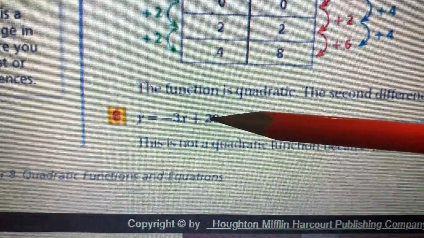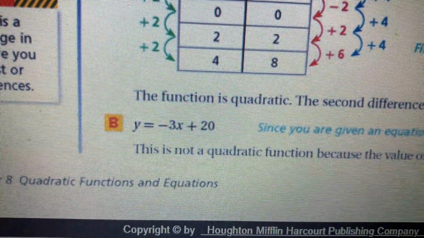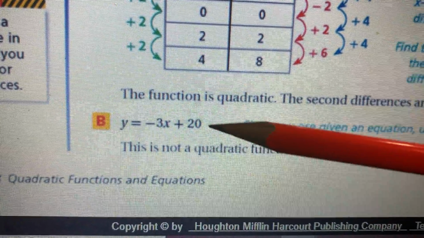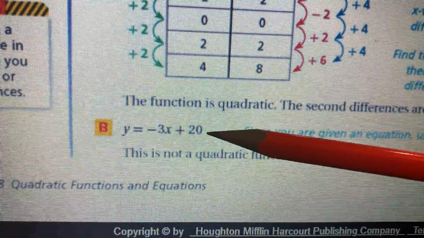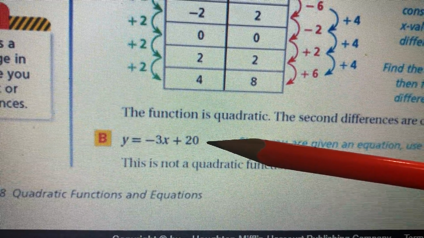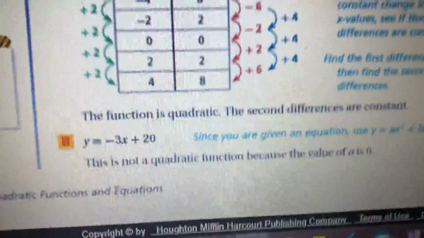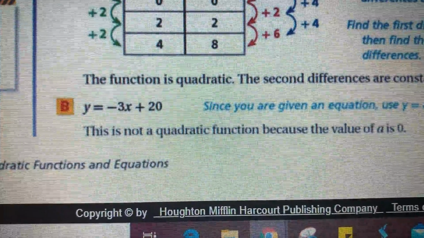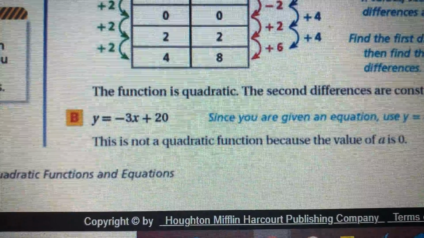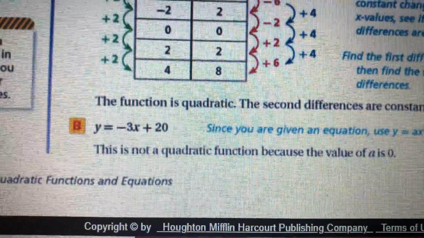In example number B, the second part of this example, this equation is not giving me a quadratic function because the letter x is not elevated to the second power. For us to have quadratic functions, we need the x to be to the second power.